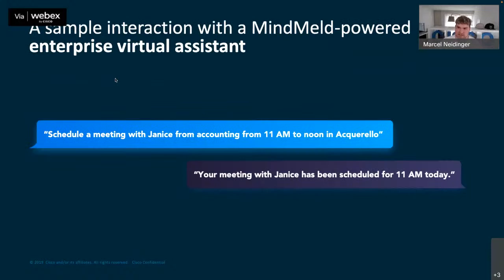So let's have a look at a sample interaction with a MindMeld-powered or MindMeld-envisioned enterprise virtual assistant. While some of this is specific to MindMeld, we're following the same steps that we would do in MindMeld, and this is generally applicable in a natural language understanding pipeline. These are the steps that you would take, regardless of the tool that you choose.